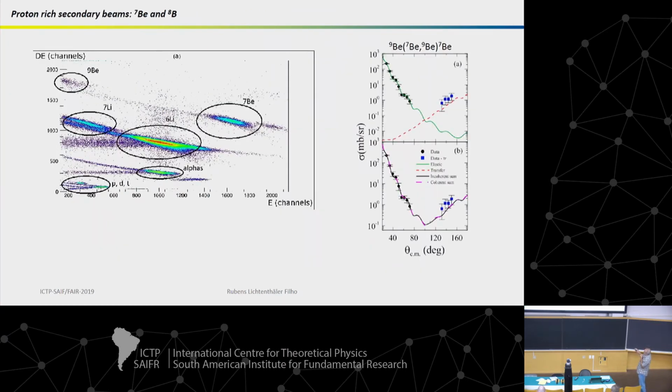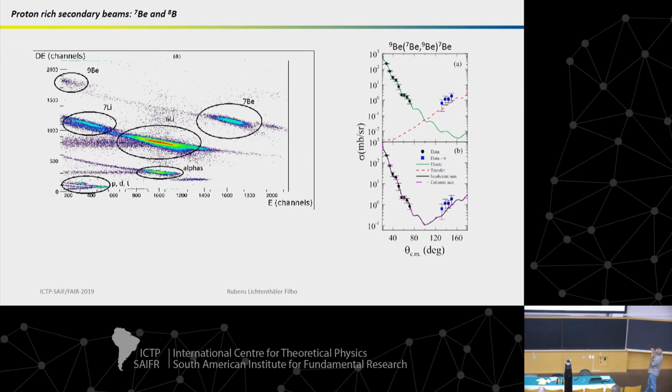So this is a different spectrum of beryllium 7. This is what we call a cocktail beam. So your beam is contaminated. You don't have only one particle, you have several particles. Of course, this is a disadvantage, but it can also be considered an advantage, because if you are interested in elastic scattering measurements, you have several projectiles in the same beam. So you have several angular distributions that you can measure at once.